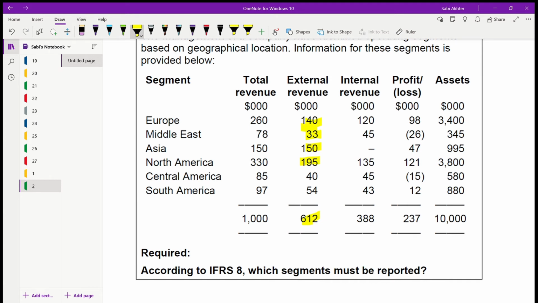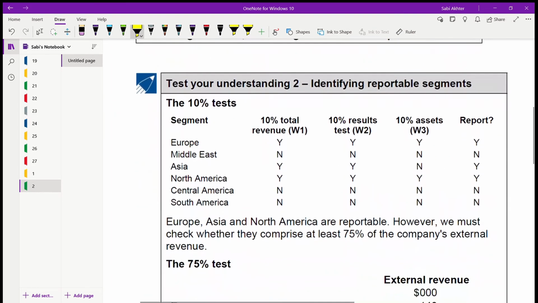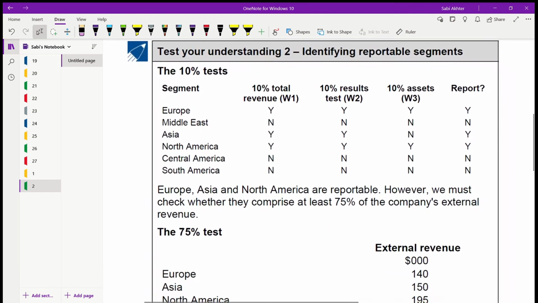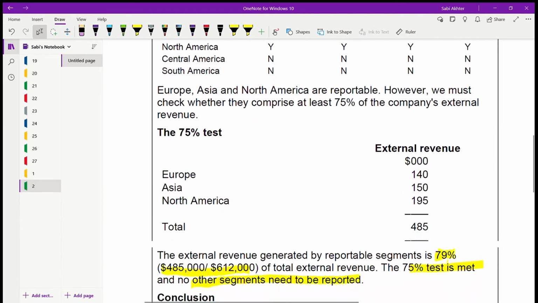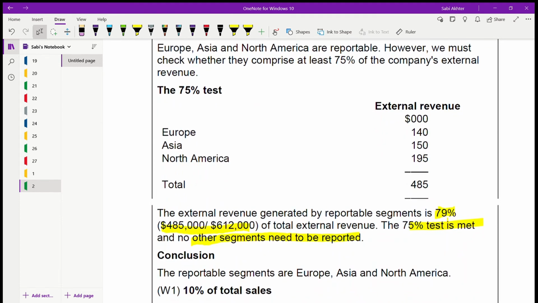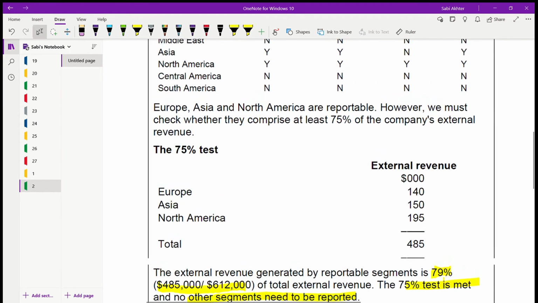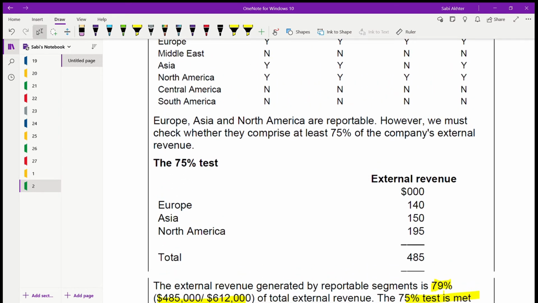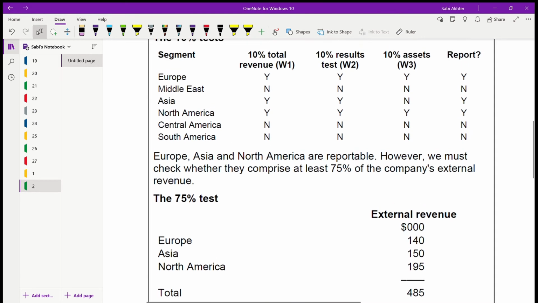Before you apply the 10%, remember, to identify reportable segments, you first have to test the 75%. You first have to pass the 75% threshold before you apply the 10%, because only on reportable segments do you apply the 10%. So in conclusion, reportable segments are these three. But others you might combine if you're not getting 75%. Here you have got 75%, so you don't have to combine other segments which didn't meet the 75% threshold.